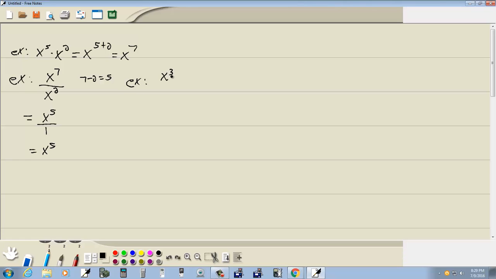Now if I have x to the third over x to the fifth, we still got x to a power over x to a power. You subtract the smaller exponent from the larger one. So we got 5 minus 3, which is 2. And we'll have x to the second power where our larger exponent was, which was on the bottom. And then we put a placeholder of 1 in the other position.